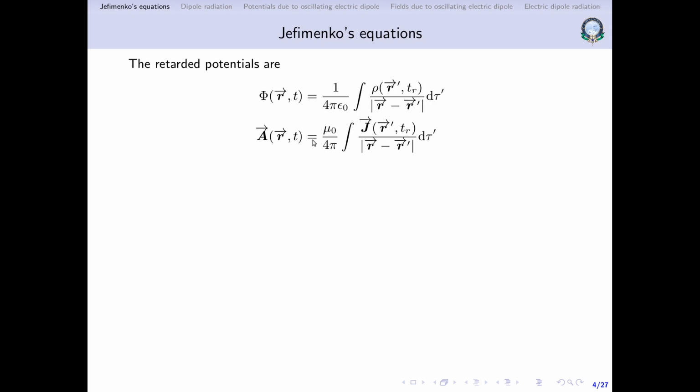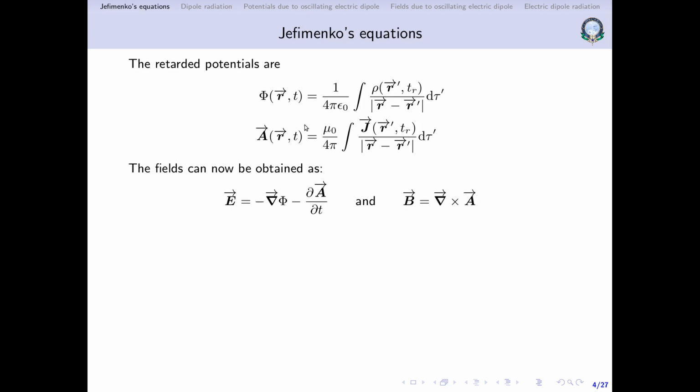In our earlier discussion, I assumed that a charged particle was moving in a certain trajectory, and then found the potentials due to that. That gave us the Liénard-Wiechert potentials. But here we will find a general expression for this. The question is, can we find the fields directly from here? And the answer is, of course, yes.